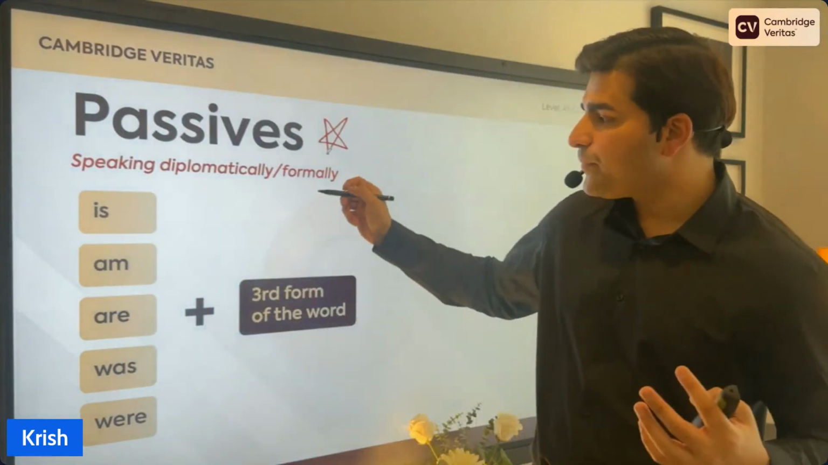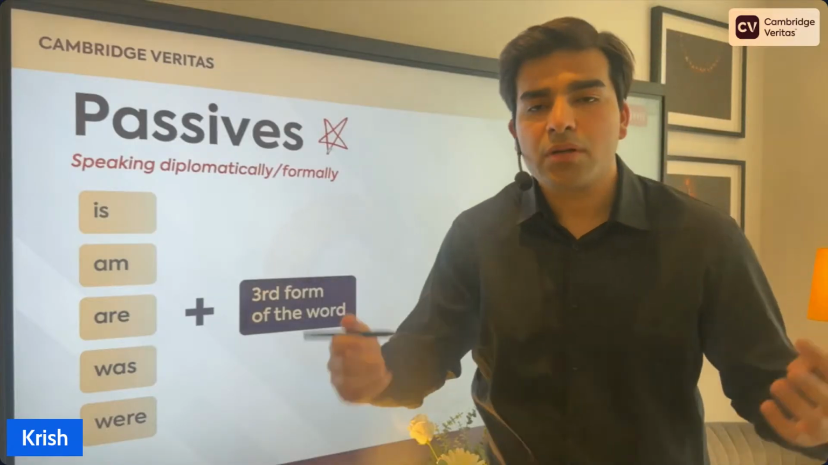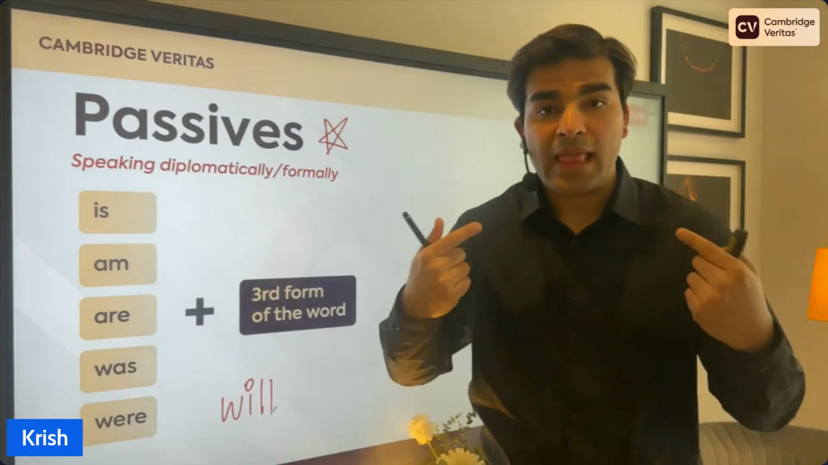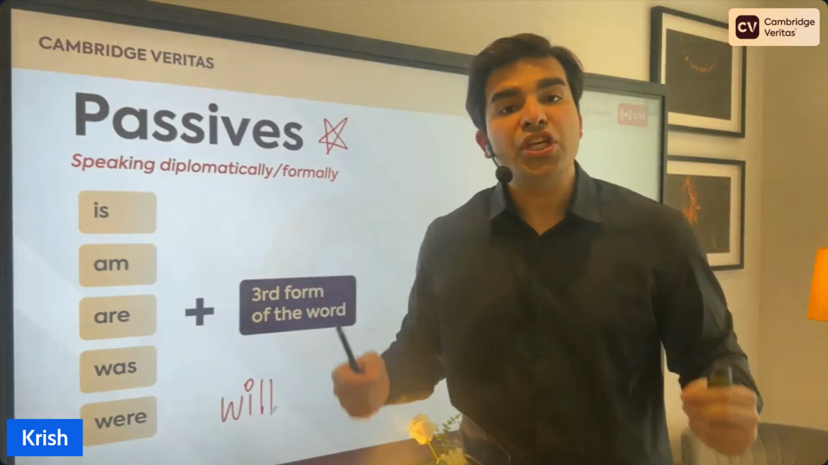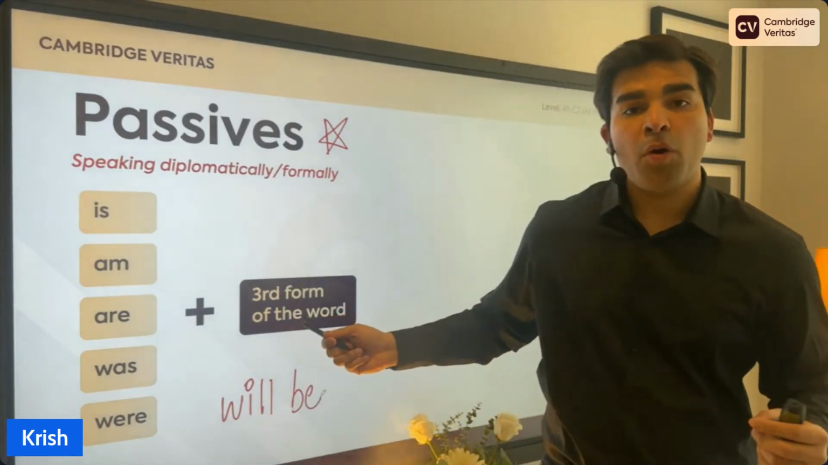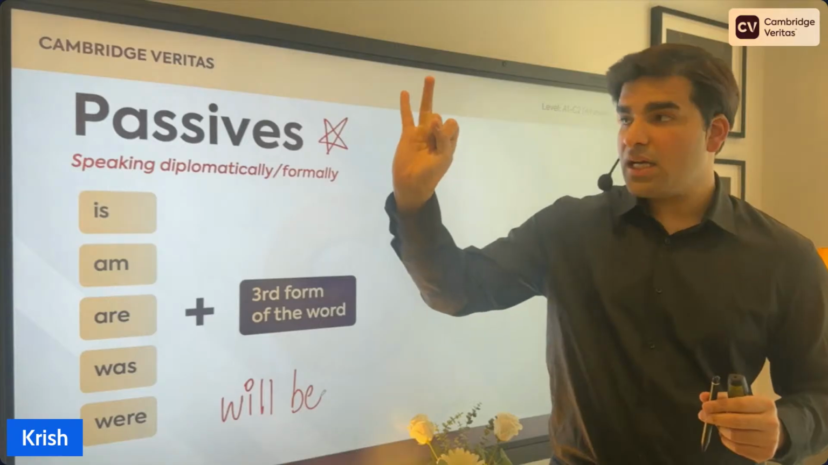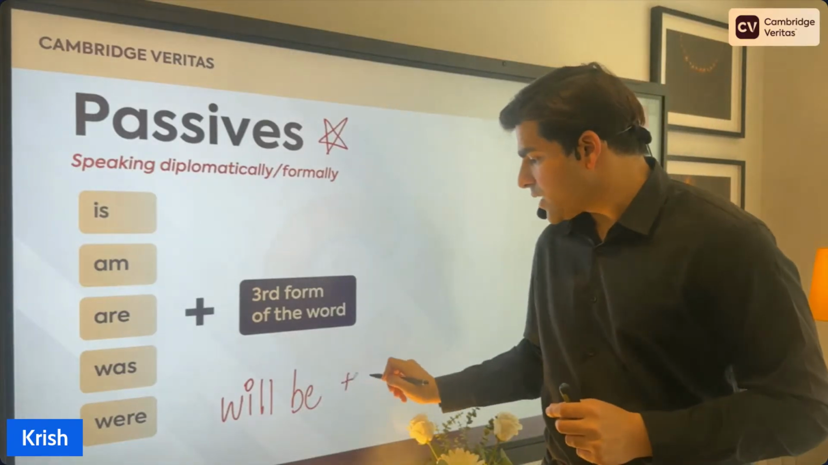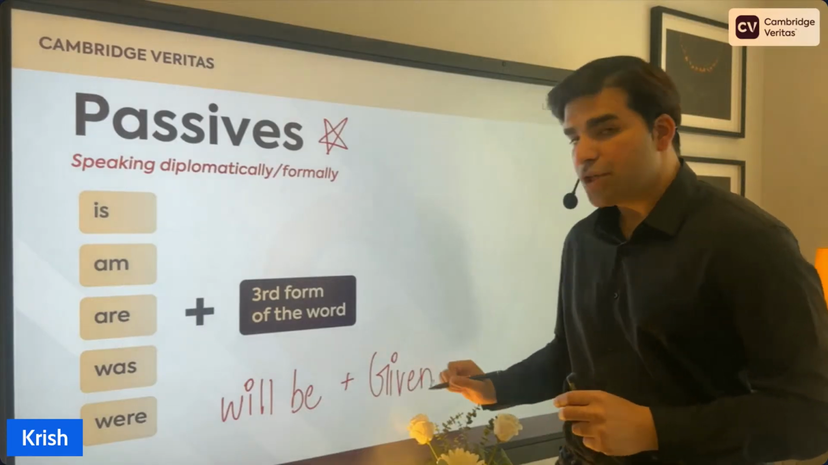These are only some examples. For example, let's say will. I will give you the offer letter. Incorrect. The offer letter will be, what is the third form of give? Give, gave, given, plus given. So the offer letter will be given to you by me.